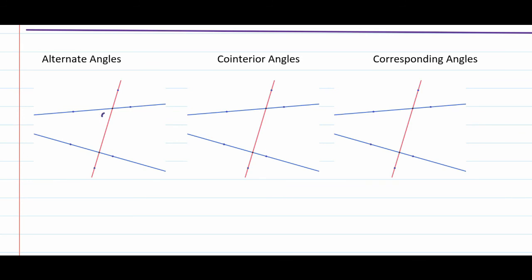All right, so to recap, we have the alternate angles. They alternate on either side of the transversal. We have the cointerior angles, which are on the same side. And then, slightly trickier, the corresponding ones, that makes 4 angles. There's a pair of corresponding, and there's a pair of corresponding.